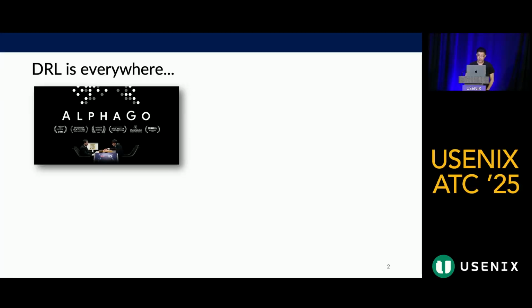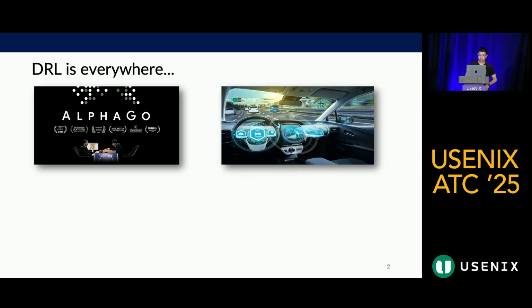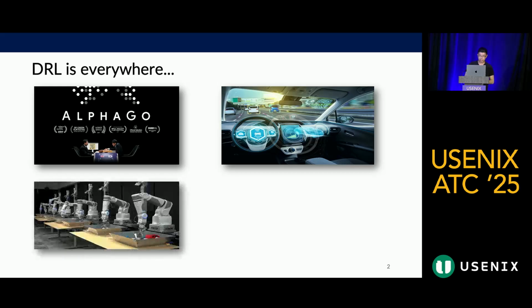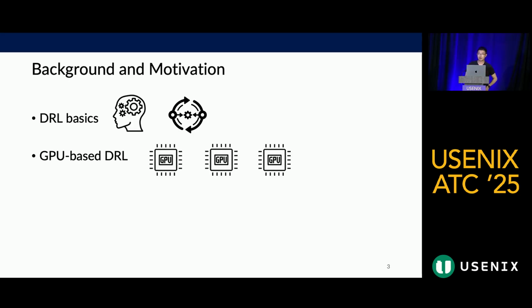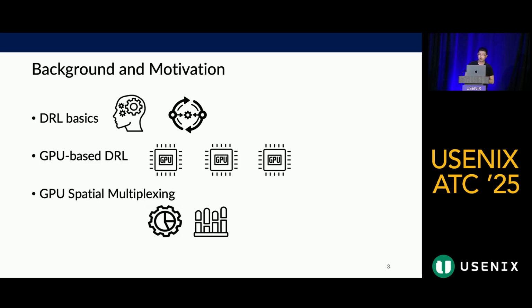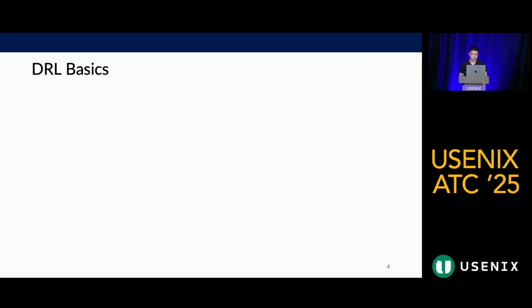It covers a wide range of applications, like autonomous driving, industry robotics, power grid control, and many others. With these kinds of applications, let me briefly introduce some of the background for deep reinforcement learning. We'll start with some deep reinforcement learning basics and some of the existing work on GPU-based deep reinforcement learning, and also how we could optimize its performance based on GPU spatial multiplexing.